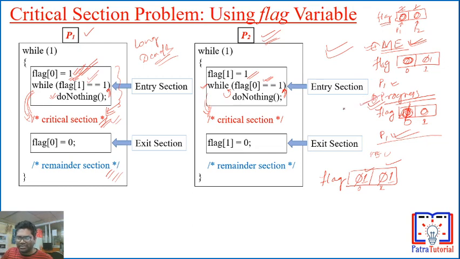In the next video I will be discussing one more solution, called Peterson's solution, and that will satisfy mutual exclusion, progress, and also the last one, bounded waiting.